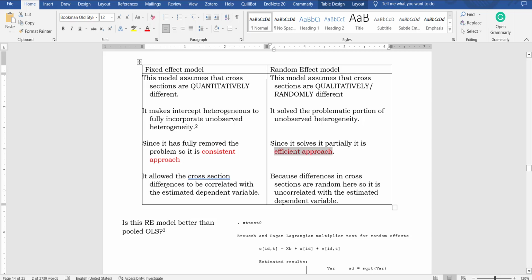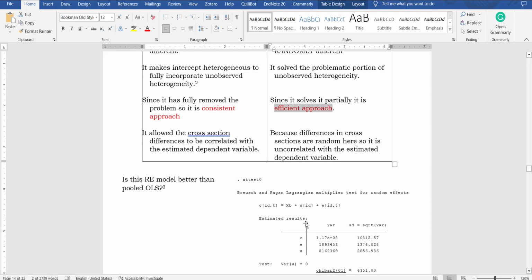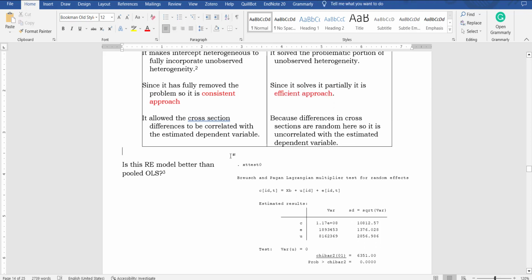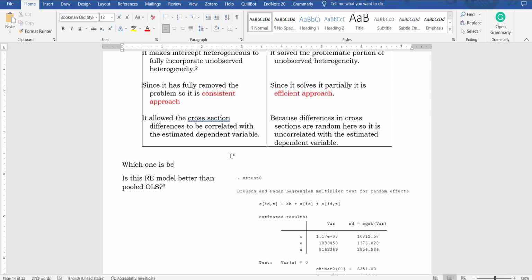It allows cross-section differences to be correlated with the dependent variable. Because the differences are random, it is uncorrelated. So what we need to do now is talk about which one is better: FE, which is consistent, or RE, which is efficient.